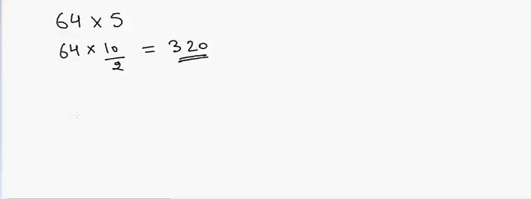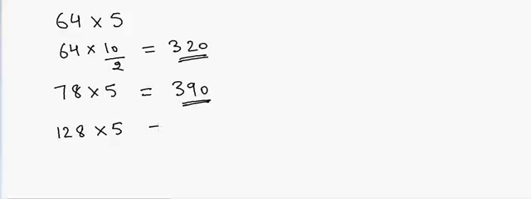So it's 320. Again, if I have to multiply 78 by 5, the answer will be equal to half of 78, which is 39, and then a 0. So that's 390. Again, if I have 128 and I want to multiply by 5, that will be equal to 64 and a 0, and that's your answer.